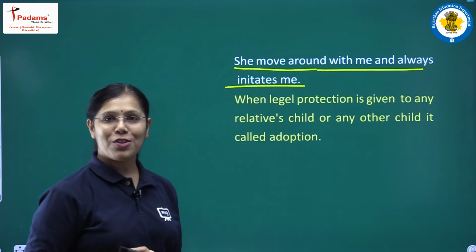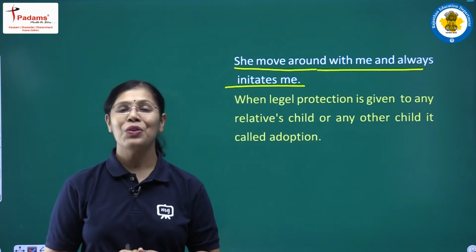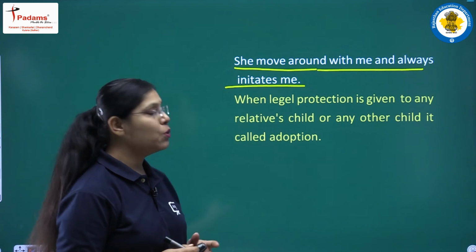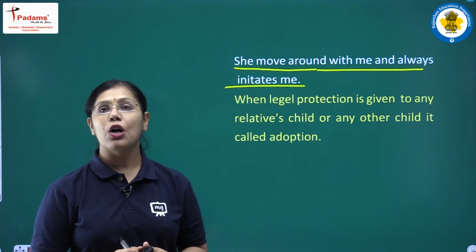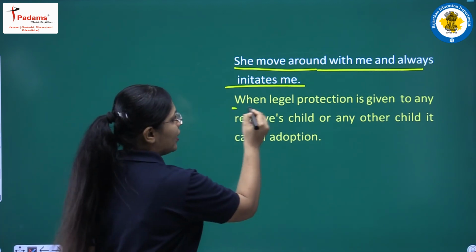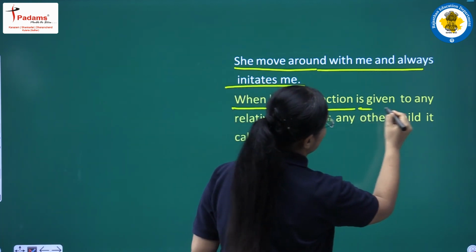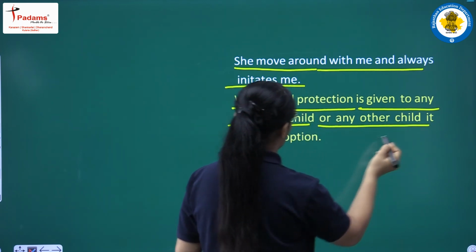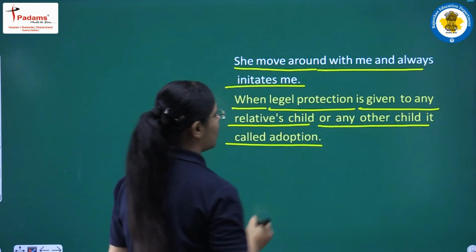So Yogi was very happy with his sister who was adopted by his parents. So here we come to know about the process of adoption. So we can define it here. When legal protection is given to any relative's child or any other child, it is called adoption.